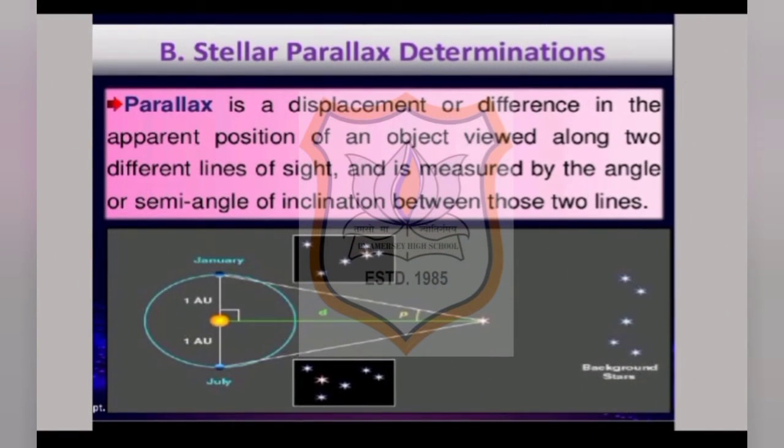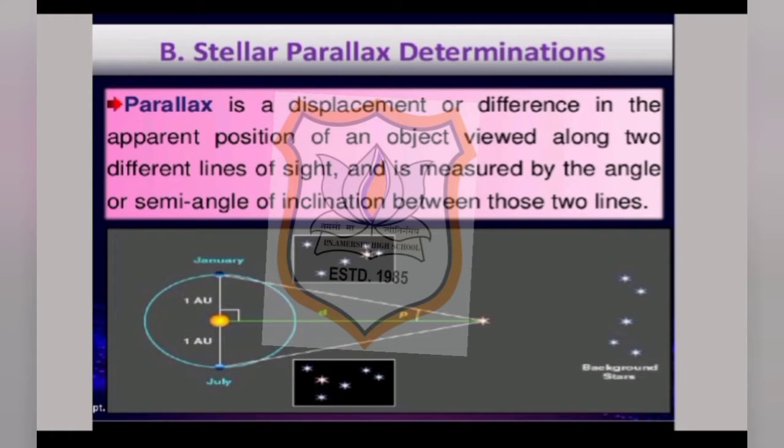Now, if the distance between two objects is very large, such as the distance of a planet or a star from the earth, it cannot be measured with the help of a scale, so the method which is used for measuring that distance is known as the parallax method.